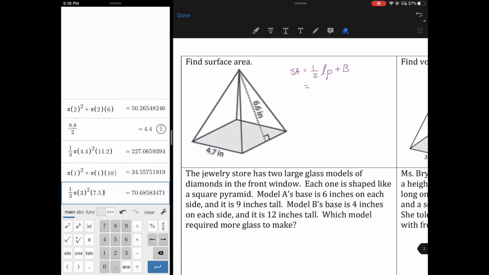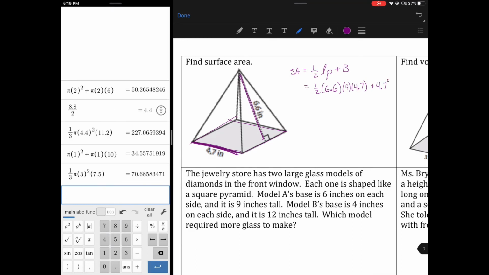When I substitute in, I'm going to go ahead and substitute in with this knowledge. So my slant is my side, which is 6.6. And if my perimeter is 4.7 4 times, it's 4 times 4.7. Because instead of just going 4.7 plus 4.7 plus 4.7 plus 4.7, I can just multiply it by 4. And then the area of my base, B, is going to be 4.7 times 4.7, or 4.7 squared.